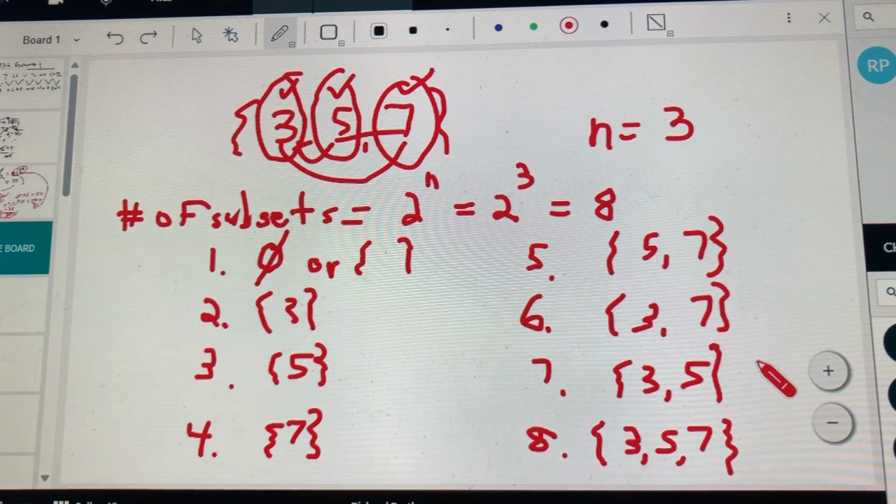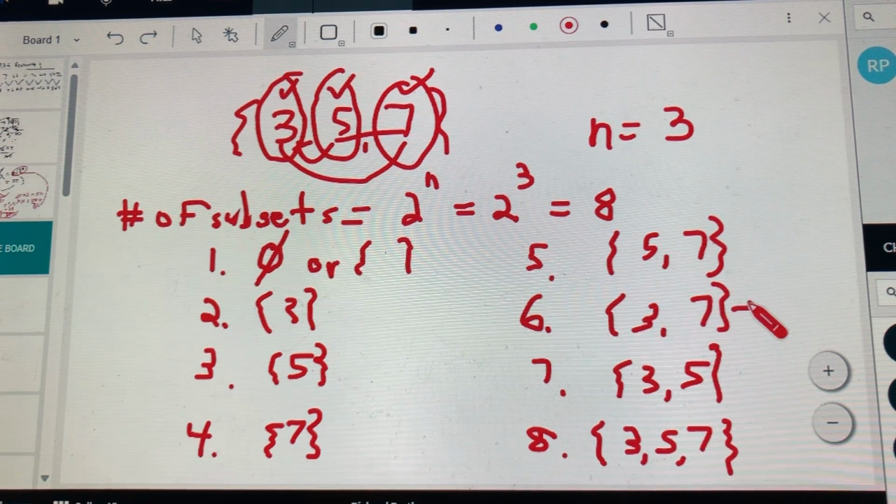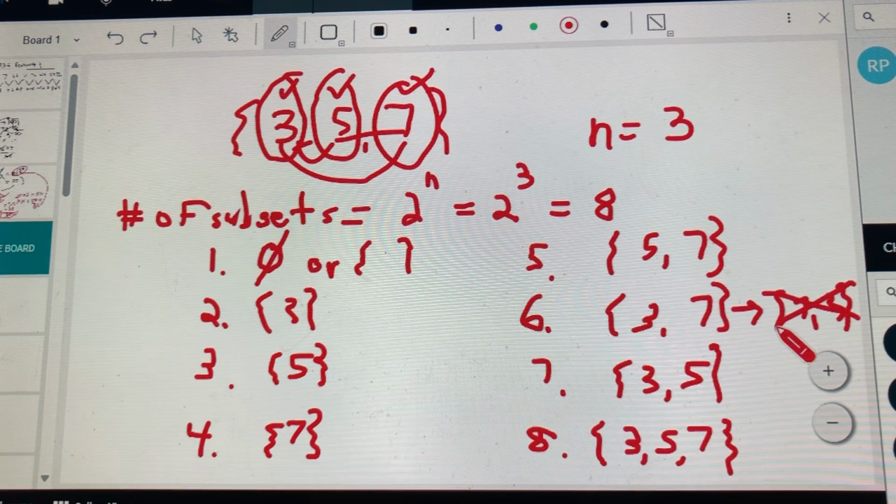Because some people will do 3, 7, and then they'll try to do 7, 3 as another one, and that doesn't count as another one. 7, 3 is identical to 3, 7 in sets, because order doesn't matter.